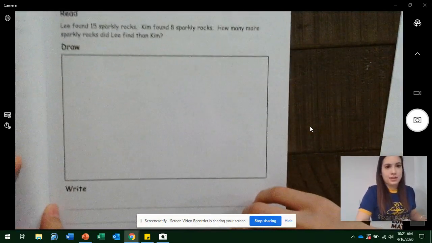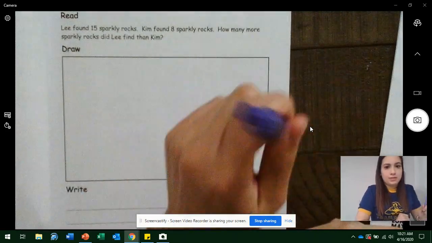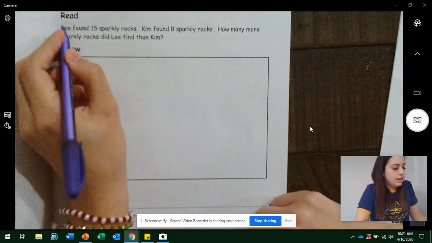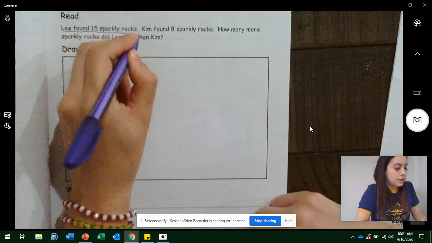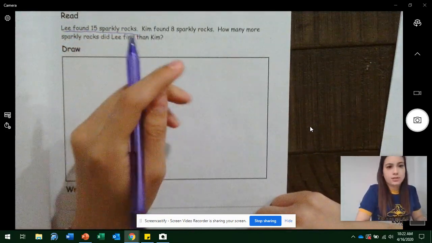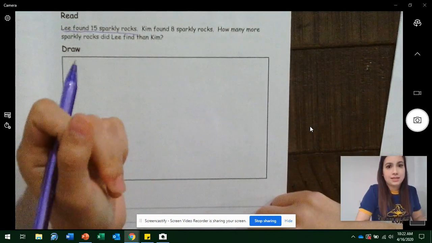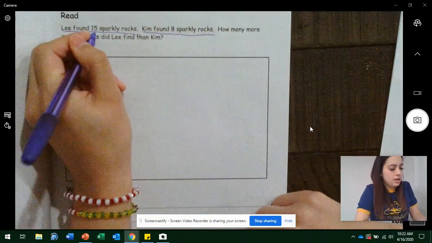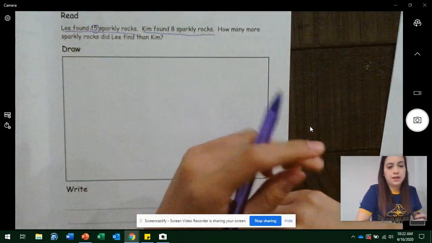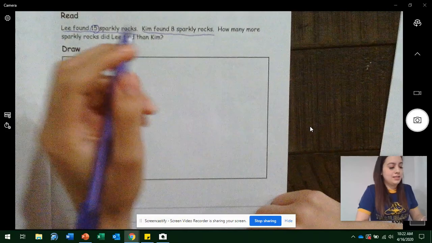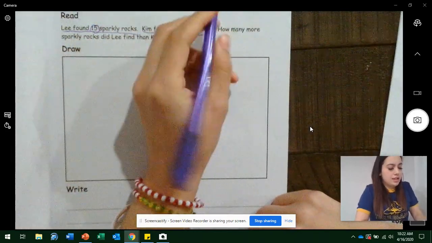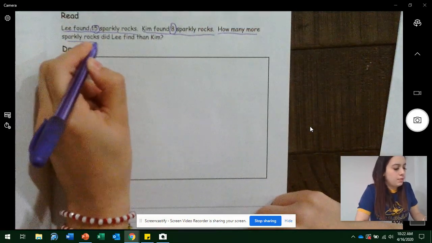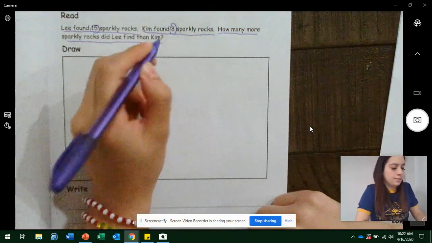Okay, let's start. Ready? Pencils in your hand. We're going to read and we're going to underline first. Ready? Lee found 15 sparkly rocks. How many sparkly rocks? Get ready. Yes, 15. Kim found 8 sparkly rocks. How many did Kim find? Get ready. Yes, 8. Let's underline the question now. How many more sparkly rocks did Lee find than Kim?